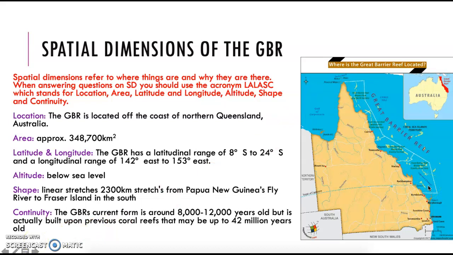The continuity of the Great Barrier Reef is quite a long continuity. The current rendition, or current format, of the Great Barrier Reef is about 8 to 12,000 years old. However, those current corals sit and build upon previous corals that may be up to 42 million years old. So it has a very long continuity.